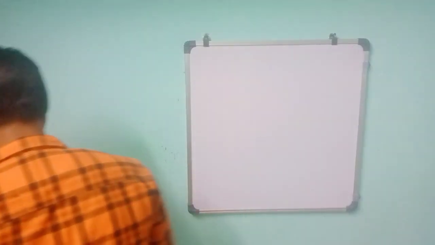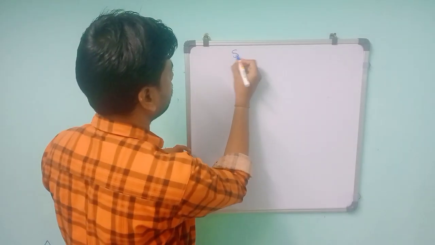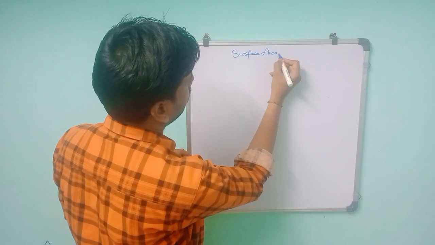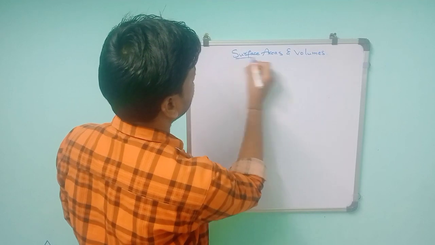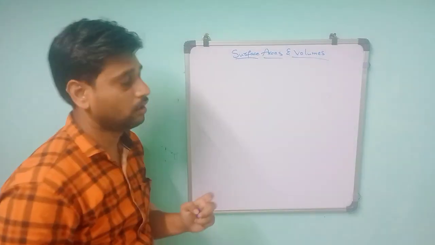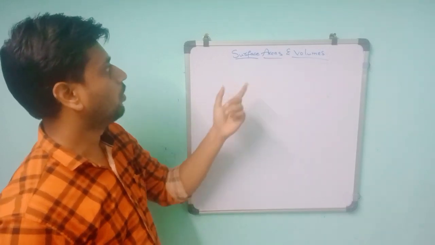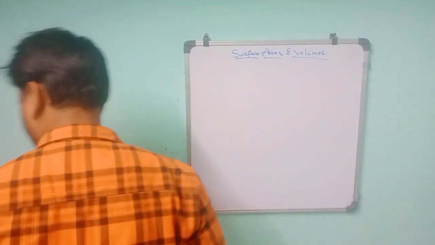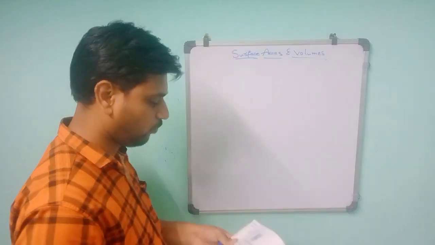So we can start the next lesson. It is surface areas and volumes. As you know, we have to find the surface areas of solids. A solid is in the form of a cuboid or other different types of solids, as given in the first four figures.